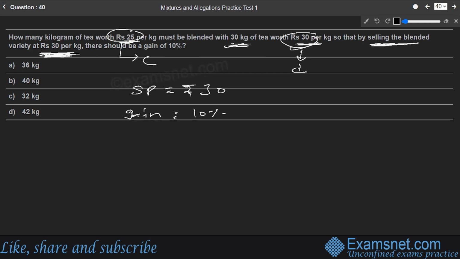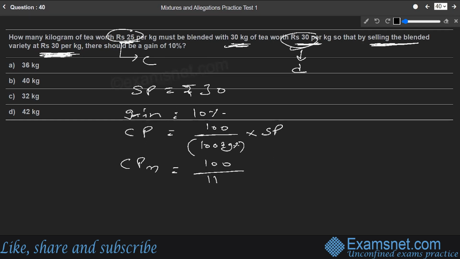By that we need to first find out the cost price of the mixture. The formula to find the cost price when the selling price and the gain percent are given is 100 divided by 100 plus gain percent, multiplied by selling price. So we can find the cost price of the mixture: 100 divided by 100 plus 10, which is 110, multiplied by the selling price, which is 30 rupees.